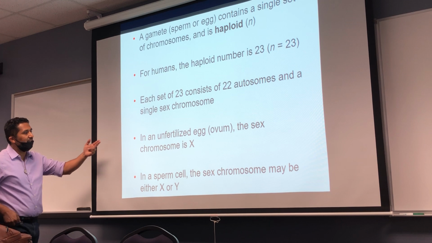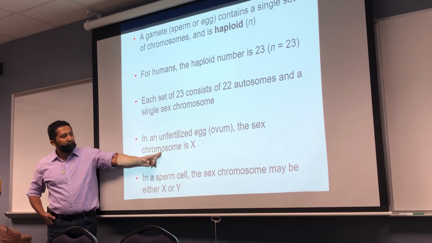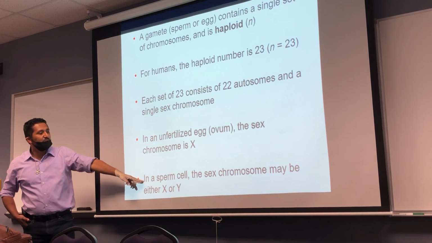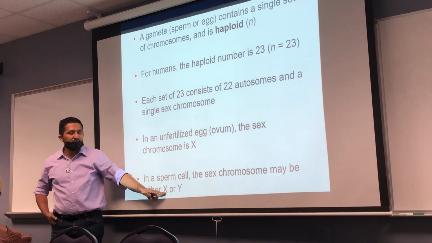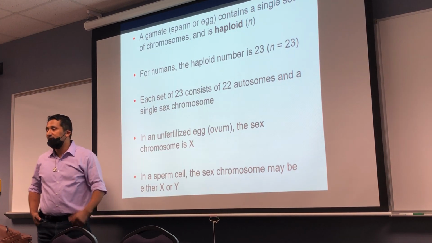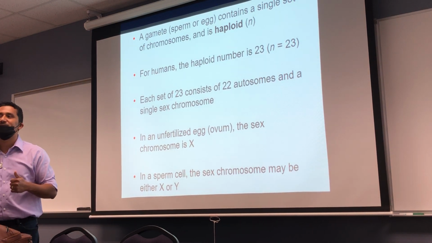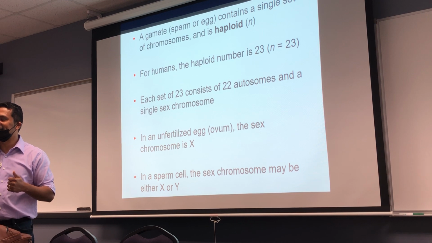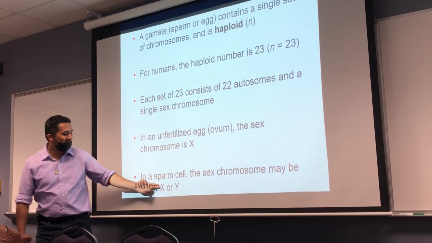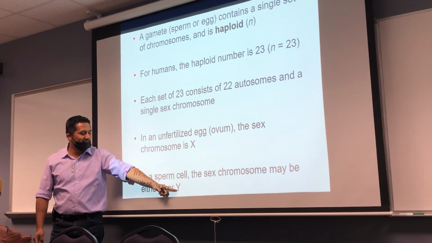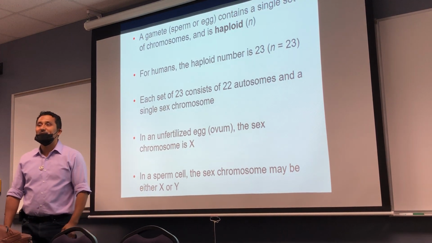In an unfertilized egg, the ovum, the sex chromosome is always the X chromosome. That's what we mentioned, right? In a sperm, the sex chromosome could be either the X or the Y. So who determines the sex of the offspring? The dad, yes. He could either pass the X chromosome, so it can be a new baby girl, or pass the Y chromosome, so it can be a new baby boy.